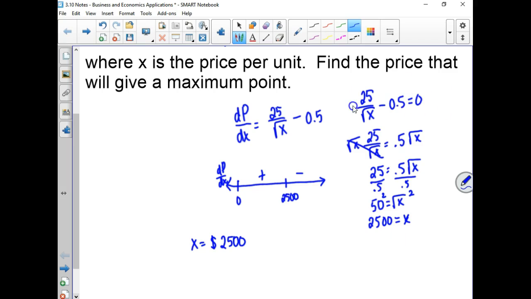In this case, 0 is a critical number because 0 would make this undefined because it's in the bottom. Critical numbers either make the derivative zero or undefined. So that could be a critical number. Also, just because of the situation, I know I'm not going to have negative values because people don't pay you to take stuff from them normally. If you're selling something, you don't sell it for negative values. So because of the situation, you wouldn't want to include any negatives for this.